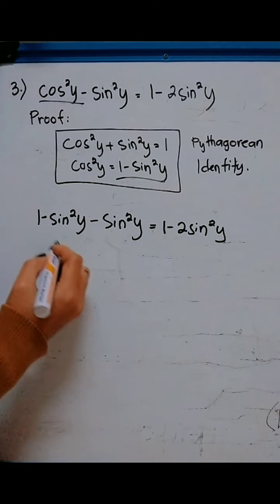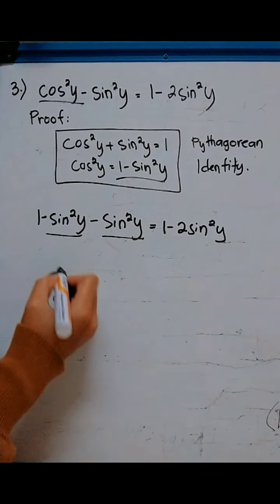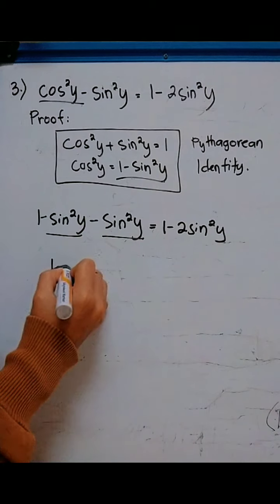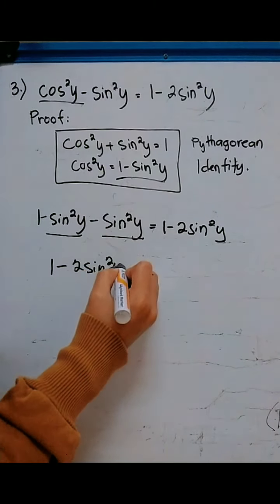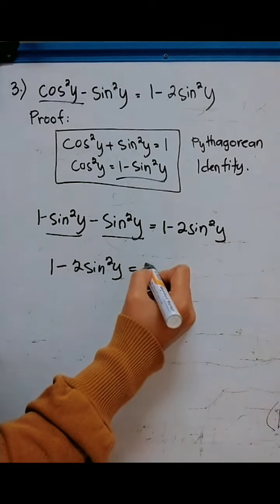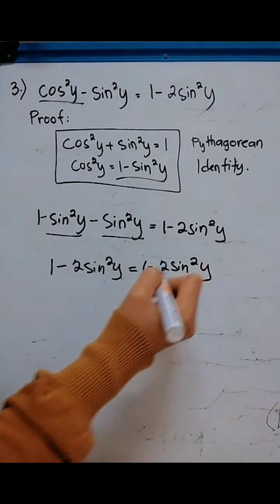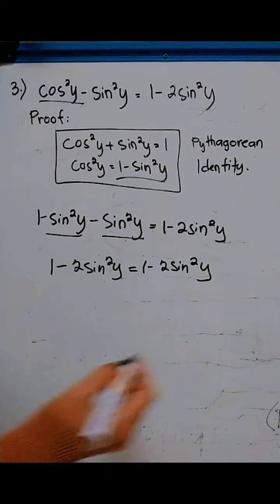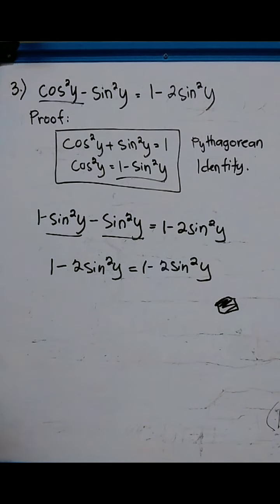And then so we have, they are the same, so we just add. 1 minus 2 sine squared y equals 1 minus 2 sine squared y. So we have just verified the identity. So that's the end of proof. That's how important the Pythagorean identity is.